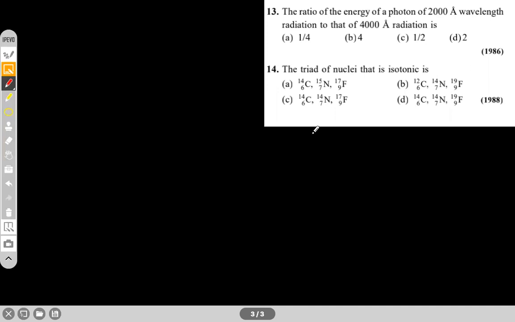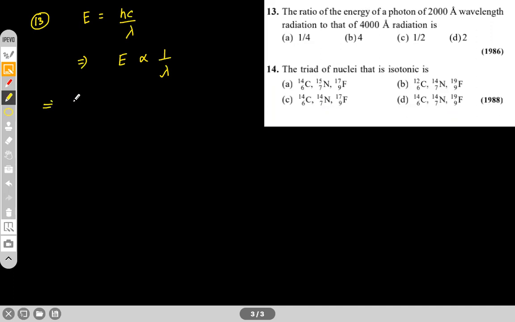The ratio of the energy of a photon of 2000 angstrom wavelength radiation to that of 4000 angstrom. So we need to find out the ratio of the energy associated with these two wavelengths. Easy one. We know the energy associated with the wavelength lambda is equal to hc by lambda. So what we can conclude from this is that energy and wavelength are inversely proportional.